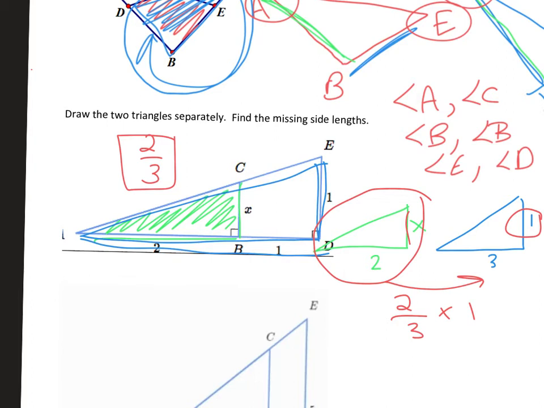Let's see if that makes sense. This is the triangle that's larger. So if this side is 1, X has to be less than 1. So that makes sense. 2/3 makes sense.